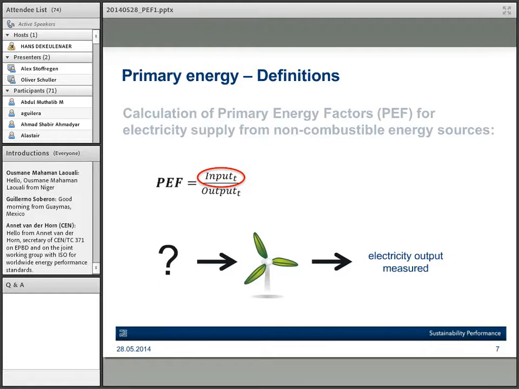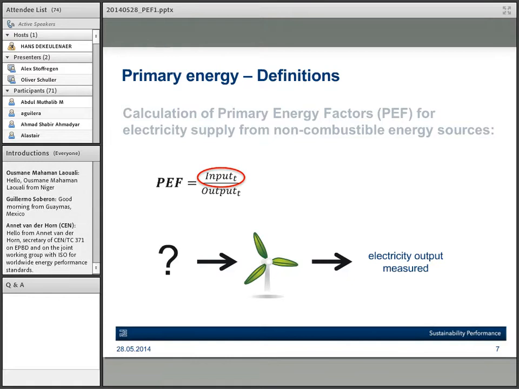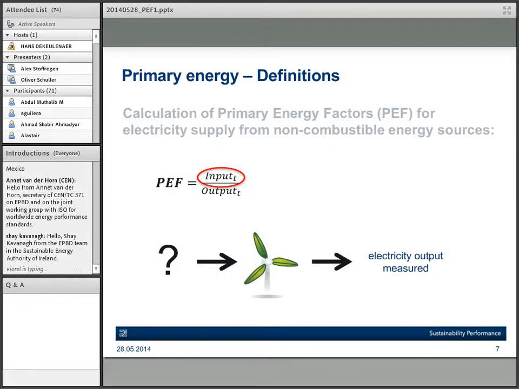If we look at non-combustible fuels, it's basically the same story, so it's input divided by output. But the problem here is that we measure the electricity output from, for example, a wind converter, or wind generator, wind turbine, but the energy input is, of course, not measured. And if I want to express the primary energy factor, I have to assume something, or I have to calculate something. What is the input of primary energy here?